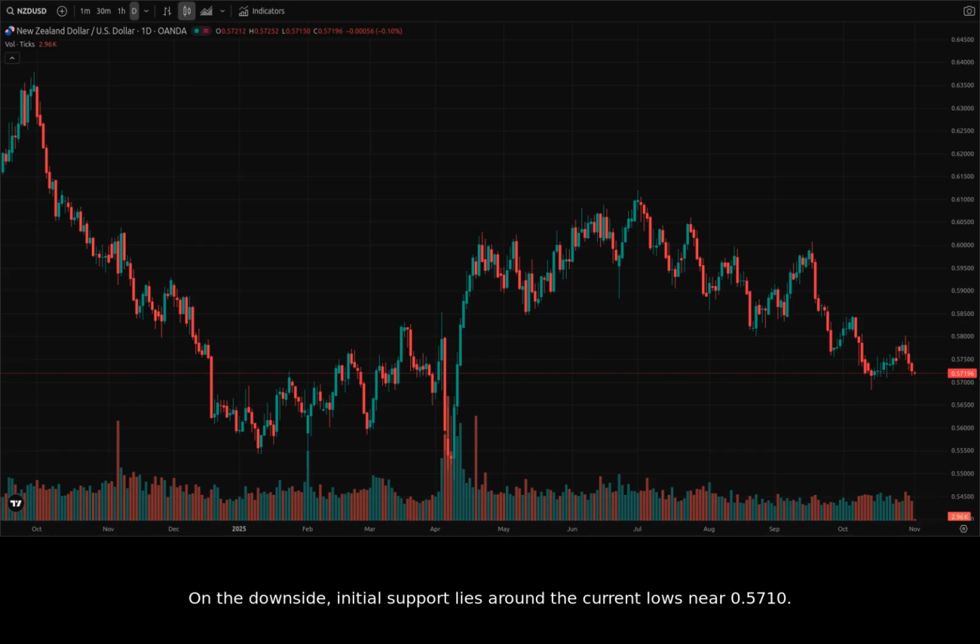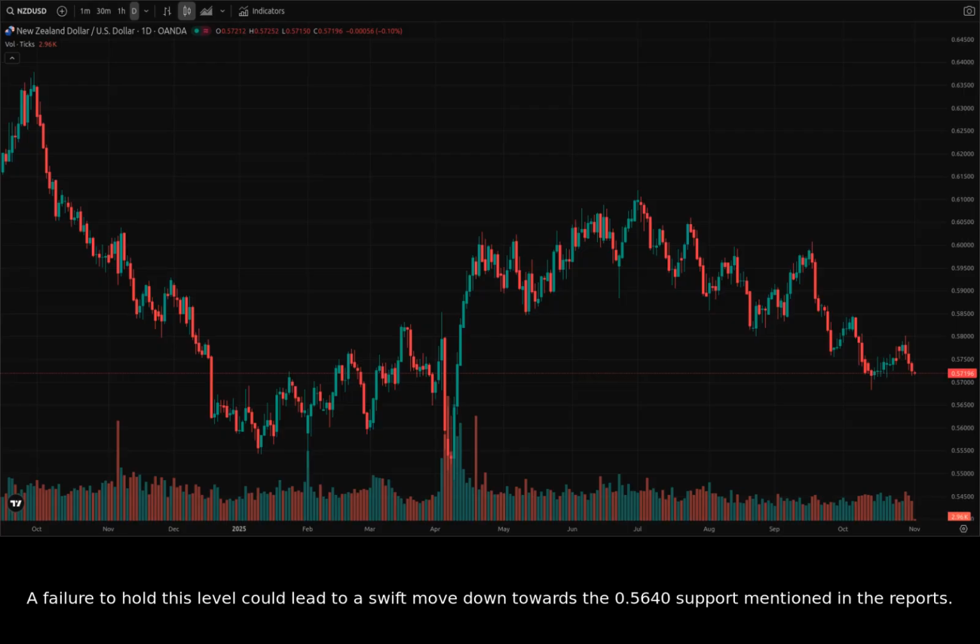On the downside, initial support lies around the current lows near 0.5710. If that level breaks, the next major target for sellers will be the October low around 0.5680. A failure to hold this level could lead to a swift move down towards the 0.5640 support mentioned in the reports.